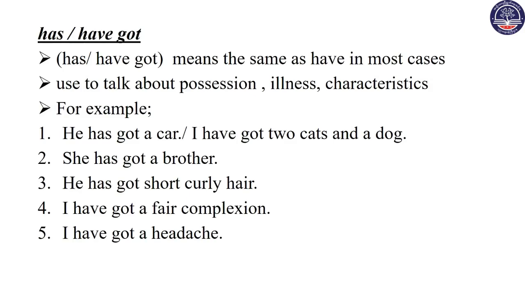He has got a car. I have got two cats and a dog. He has got a brother. He has got short curly hair. I have got a fair complexion. I have got a headache. In these sentences you will see has/have got used. Instead of has/have got, we can also use has/have. Okay, now let's watch a video.